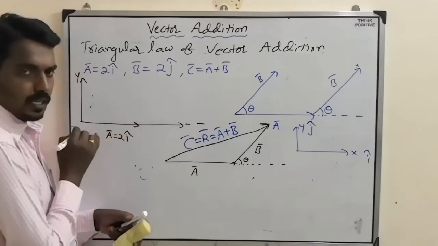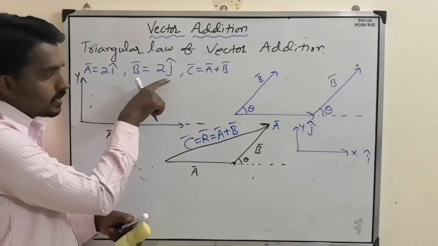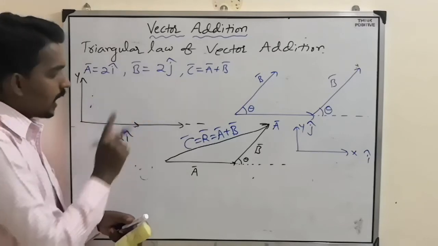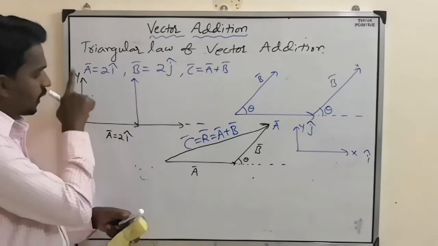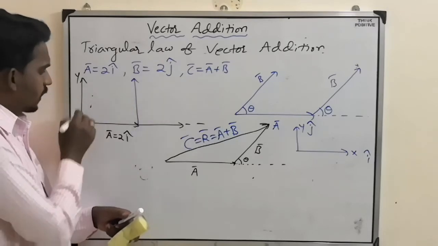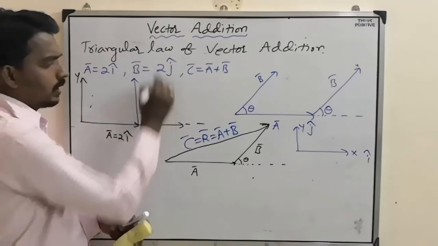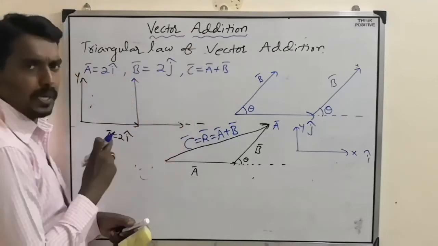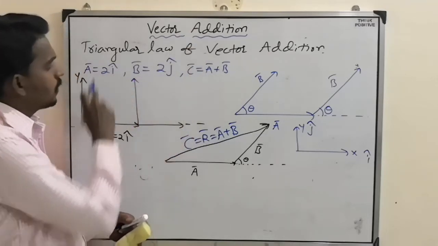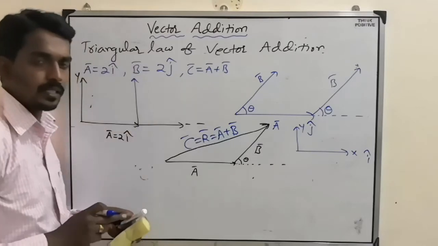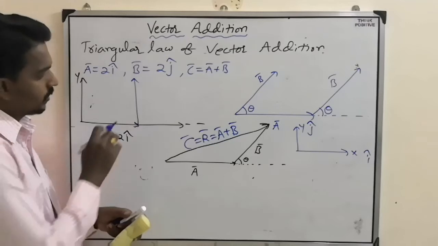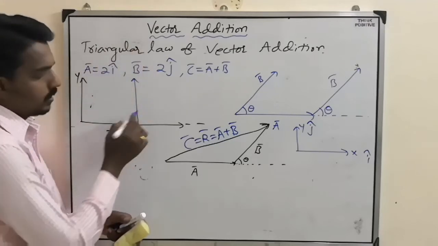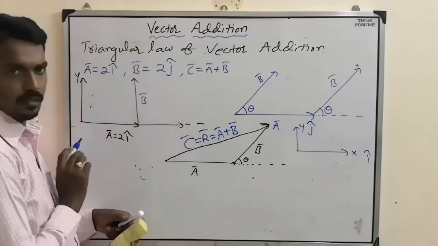If it starts here, its direction is along j cap, that is along the y direction, upward. Don't say that here; you can draw anywhere. Here, magnitude should be 2, but direction must be along the y direction, either along y or parallel to y. So that this is B bar.